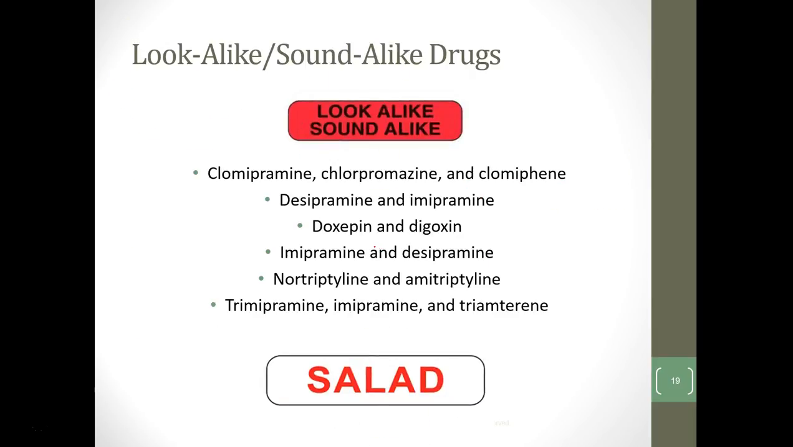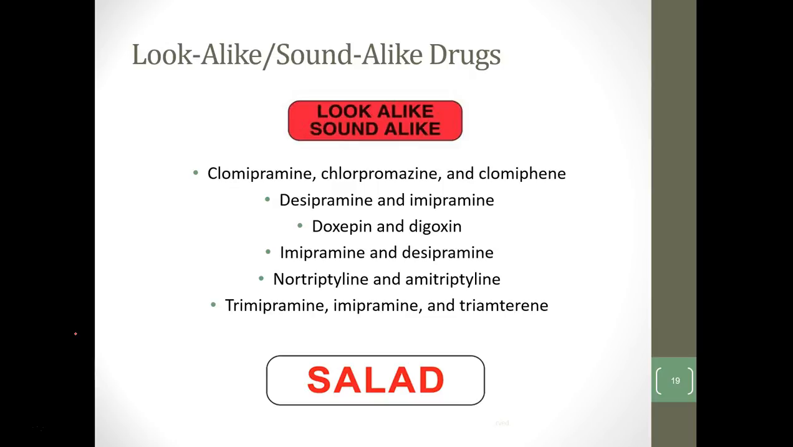All right, now our sound-alike lookalikes. So clomipramine could sound like chlorpromazine or clomiphene. Desipramine, imipramine, and trimipramine all kind of sound similar. Then there's another drug called triamterene, which is actually a diuretic, and then nortriptyline and amitriptyline. So with spelling, we've got to be careful. They look alike, they sound alike, and that potentially is a challenge.